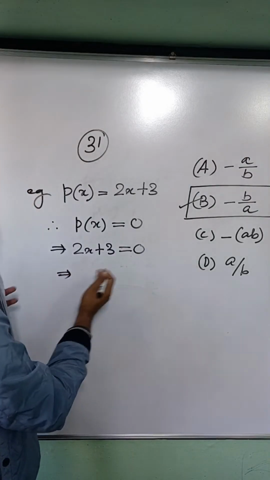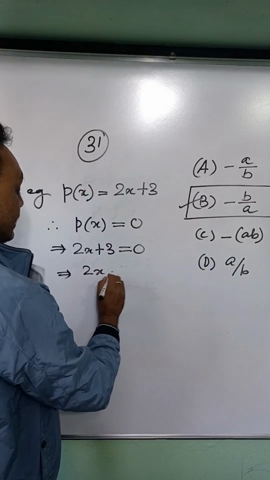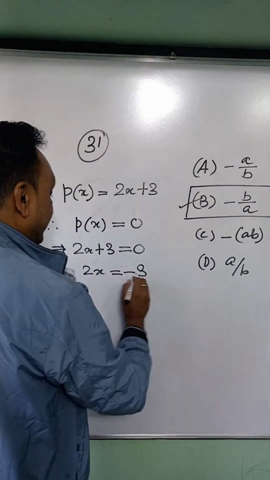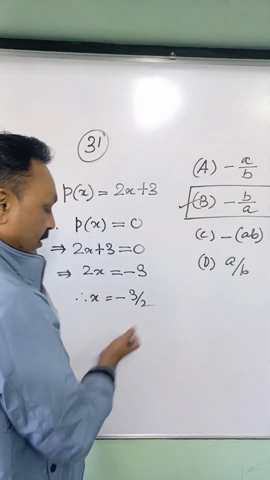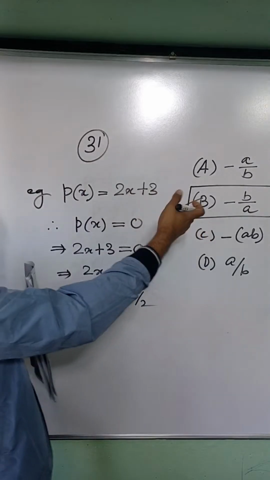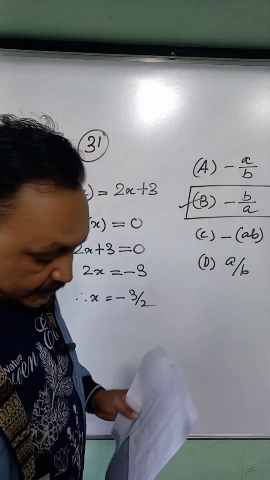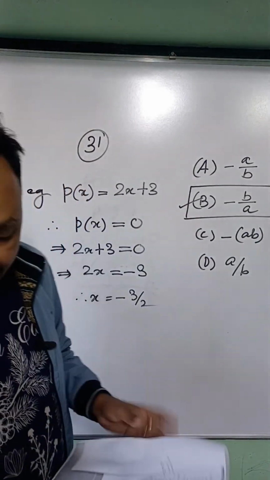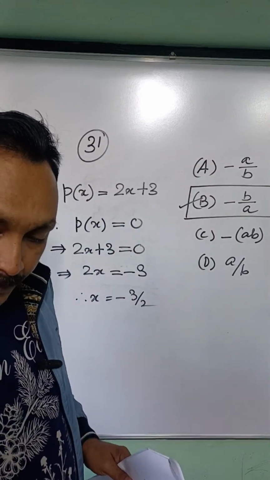So what you have to do is find the value of x. So 3 goes to the other side and becomes minus. So minus 3 equals 2x, and what is the value of x? Minus 3 by 2. So this is the zero of the polynomial. In that way you can find it, and if some other question is given, you can easily find it, no problem. Is everything okay? Everything is fine? Okay. All right.